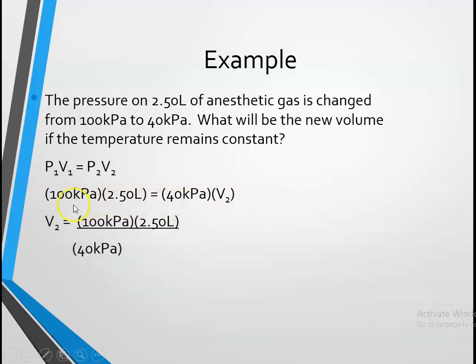So then, of course, we will be multiplying 100 times 2.5 and divide that by 40. So take just a minute, practice putting that in your calculator. So pause your video. And you should get an answer of 6.25 liters. And again, that makes sense. The pressure decreased, the volume increased.